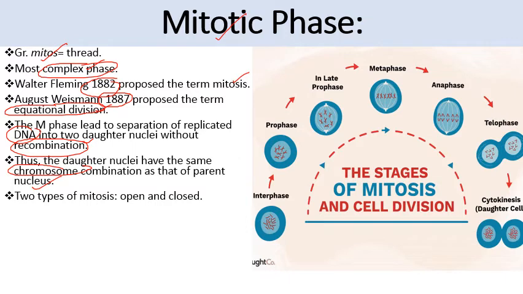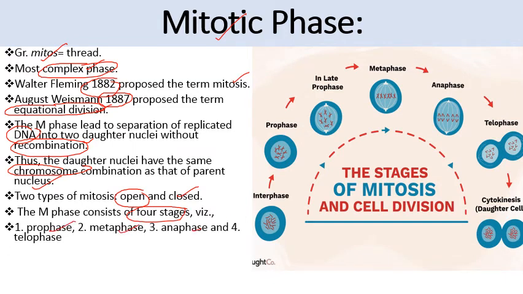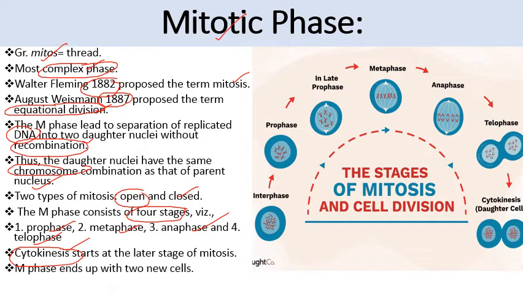And mitosis is of two types. One is open mitosis and the other is closed. Open means when it occurs outside the nucleus, which means the nuclear membrane disappears. Closed means when the mitosis occurs within the nucleus without disappearing of the nuclear membrane. The M phase consists of four stages, namely prophase, metaphase, anaphase, and telophase. Then it is followed by cytokinesis, which means division of cytoplasm. And M phase ends up with two new cells.